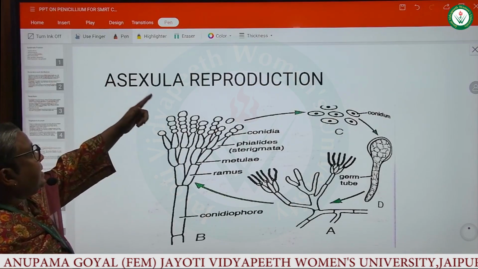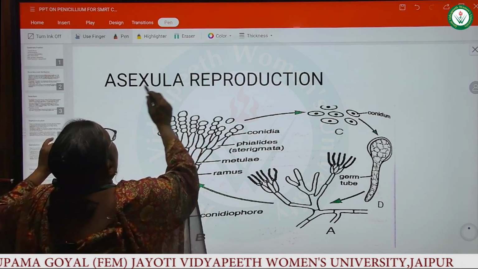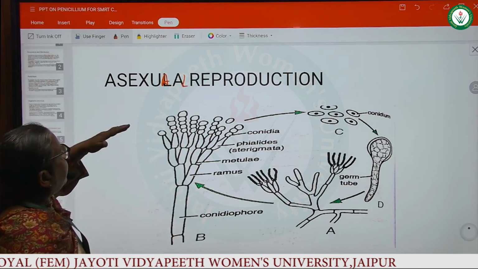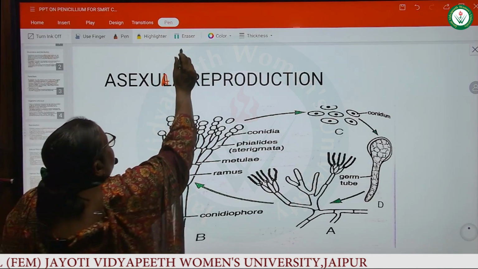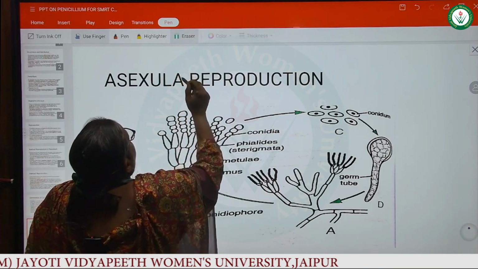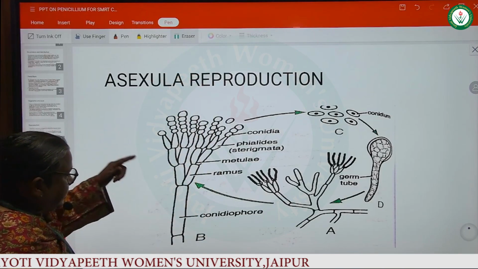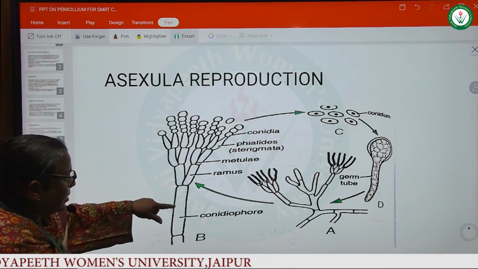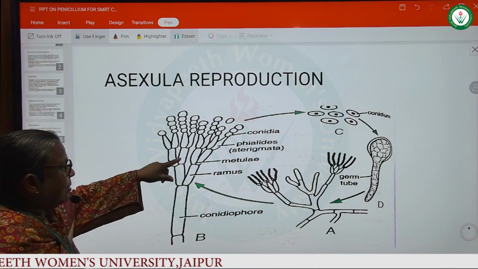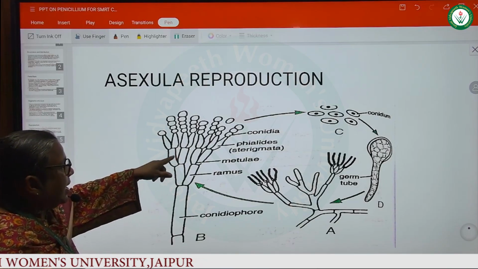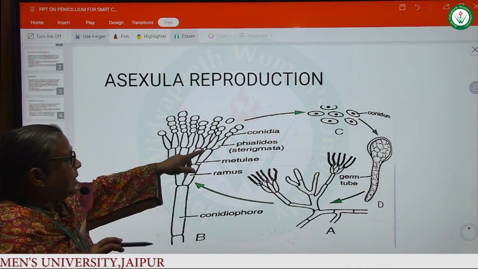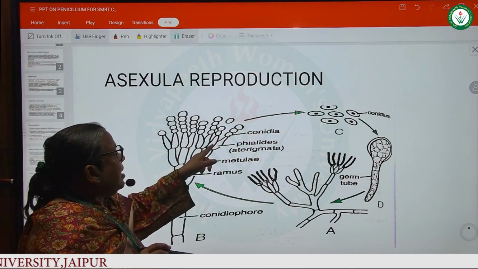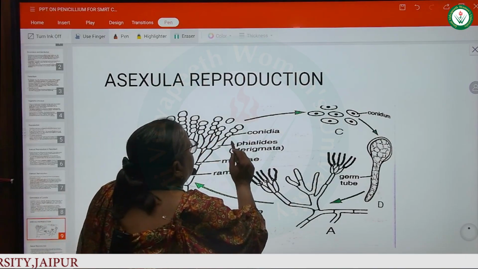Now see, this is the diagram showing the asexual reproduction by conidia. So this is the conidiophore. Look at the diagram, students: on the tip of the conidiophore a number of metulae are formed, and above the metulae the sterigmata are formed, which are flask shaped, as you see in the diagram.